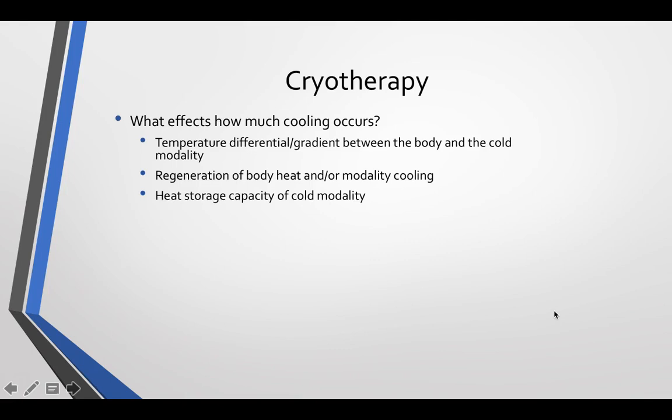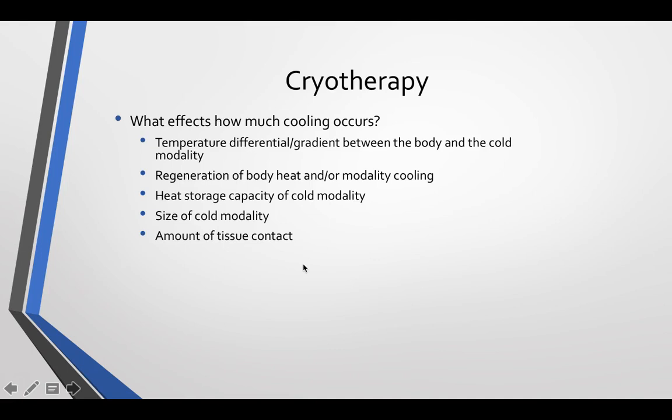The heat storage capacity of the modality. So different modalities can absorb a different amount of heat, based on what it's made of, based on what the size is, a bunch of things like that. So the size of the cold modality, as we increase the size, we'll increase the heat loss. But we also want to do something that's really efficient and not be wasting a lot of the modality as well. So we want to balance that size.